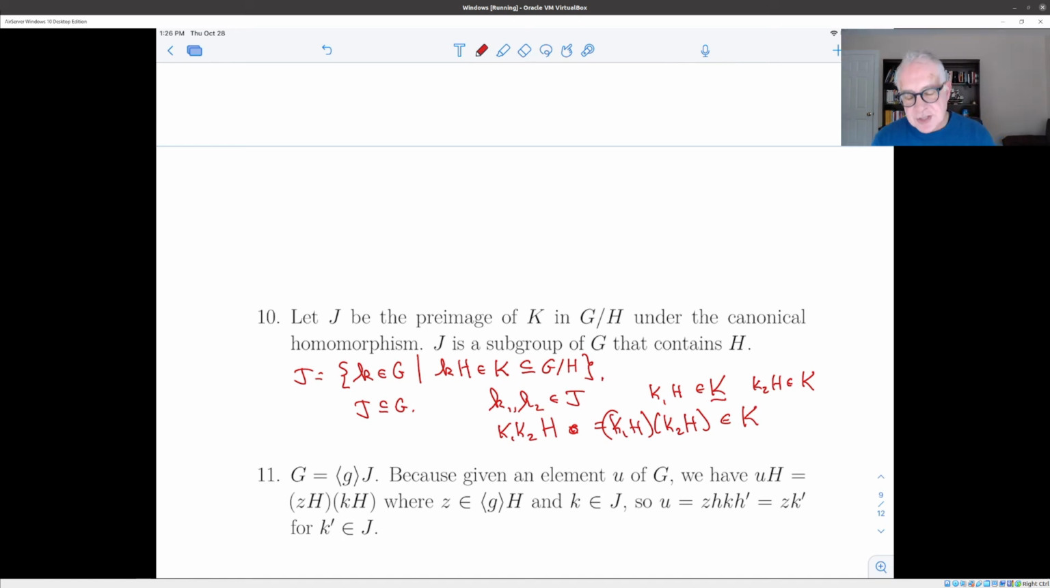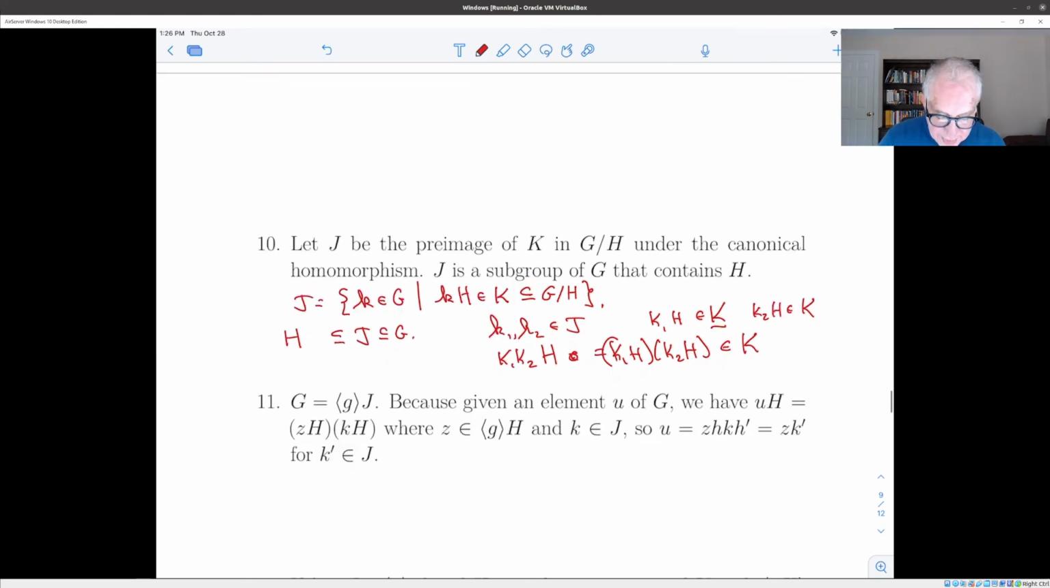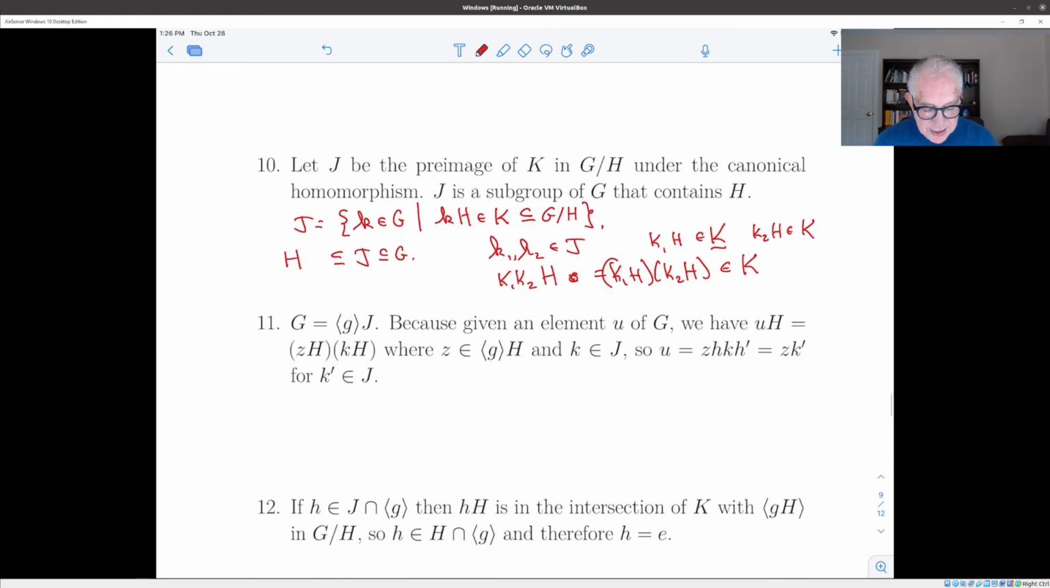And similarly, if you check identity and inverse, you find that J is a subgroup, and it's a subgroup of G, and it contains H. Because if you happen to pick an element of H, then under the canonical homomorphism, it maps to the identity element, which is certainly in K, whatever it is. So we've now found a subgroup in G which contains H.